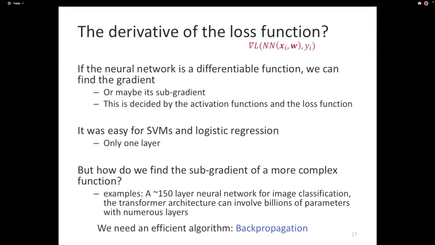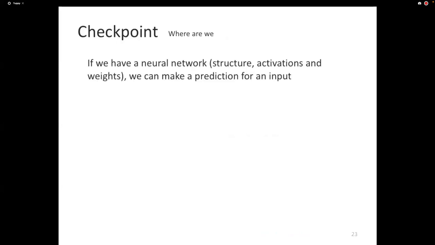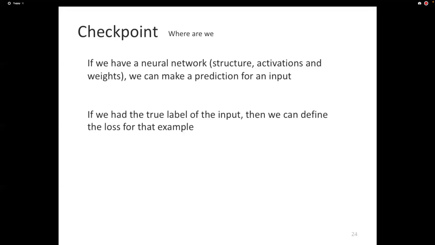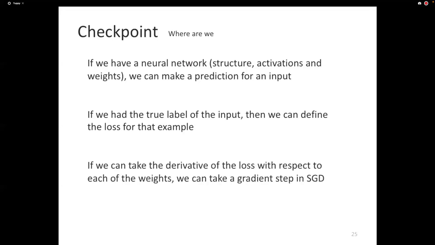So backpropagation is nothing but an algorithm that knows how to compute gradients. Just to take stock of where we are: if we have a neural network, we know its architecture, we know the activations, and we know all the weights, then we know how to make a prediction for an input. If we have a labeled example, in other words, the input and the true label, then given the prediction we just computed, we can also compute a loss. If the loss is a differentiable function, and if we can take the derivative of the loss with respect to every one of the weights in the neural network, then we can perform a gradient step with SGD. So all we need is to know how to take the derivative of the gradients. Before we talk about the backpropagation algorithm, any questions about where we are and how we got here?